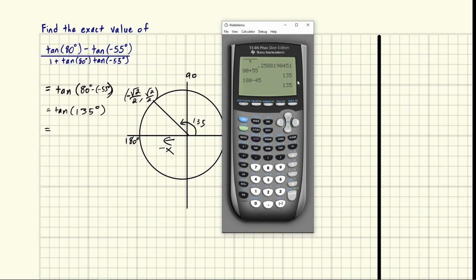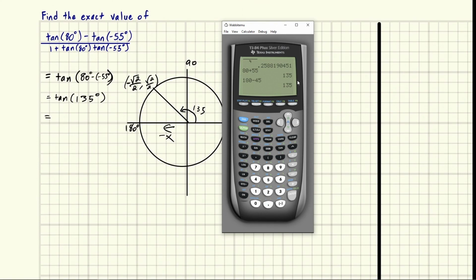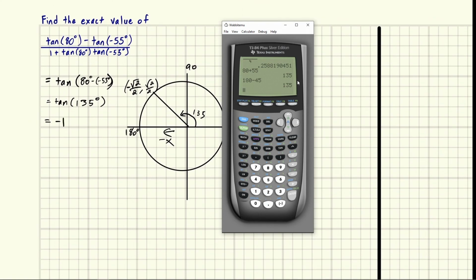If we do tangent, that's just sine over cosine, which in this case is the second coordinate over the first one. So we wind up with negative 1 as our answer. This one looks kind of horrifying, but as soon as you realize it's got a very simple identity, it becomes almost trivial, much easier to work with.